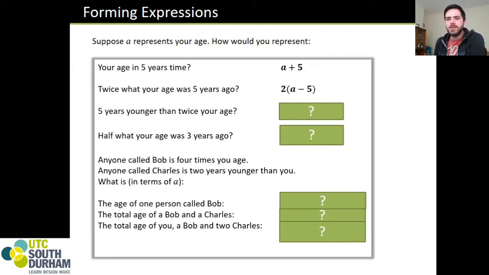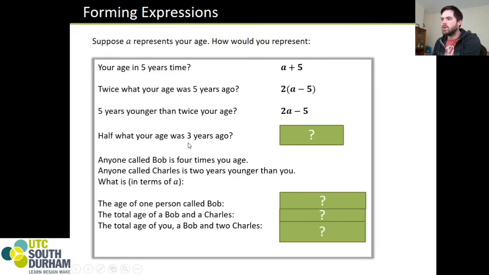5 years younger than twice your age. Again, think about the wording of that. Think how that's very slightly different to what we saw above. 5 years younger than twice your age. Twice your age is 2A, and 5 years younger than that is 2A minus 5.